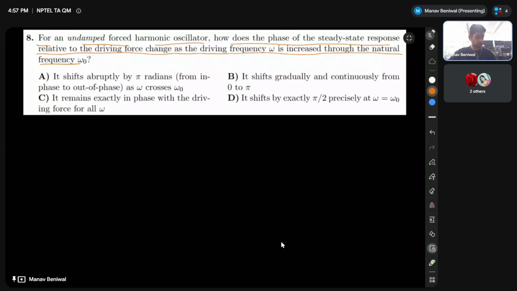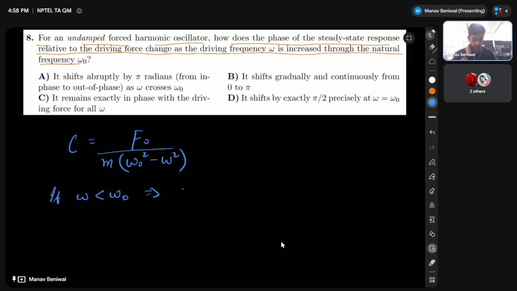So we just found out that the amplitude C, we can write it as F naught over m times omega naught squared minus omega squared. And now we want to look at the sign of C, if this C is greater than 0 or less than 0. If omega is less than omega naught, the denominator is then positive. So this implies C is greater than 0.